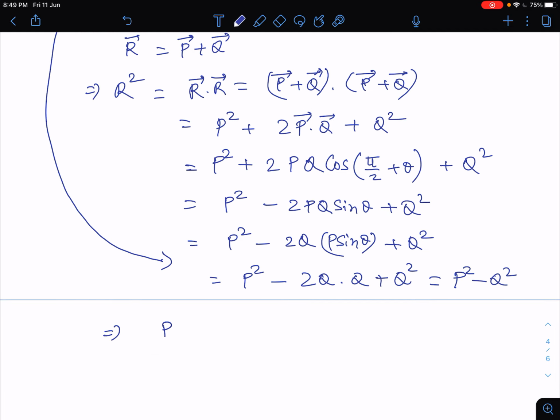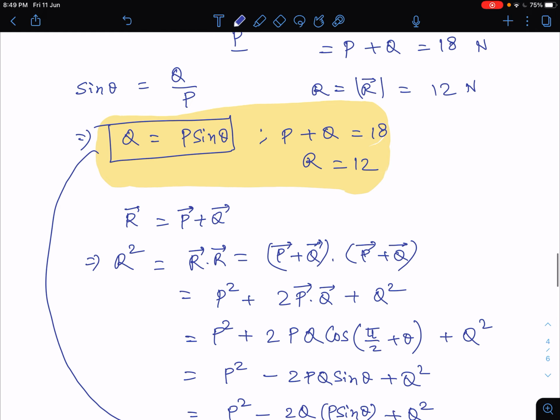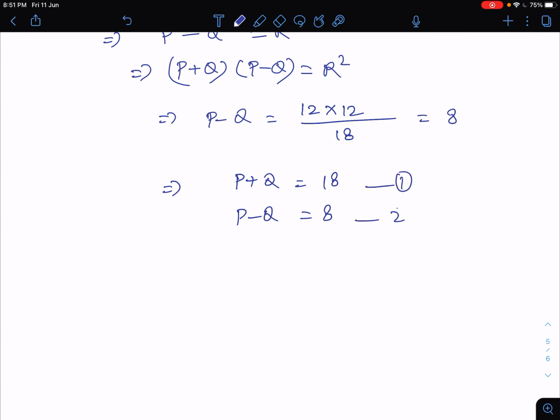So ultimately we get P square minus Q square is R square, that is P plus Q and P minus Q is R square. P plus Q is 18 and R is 12. R square is nothing but 12 times 12, and P plus Q is 18, so P minus Q will be just 8. So you know P plus Q is 18 and P minus Q is 8. Now you have two equations.